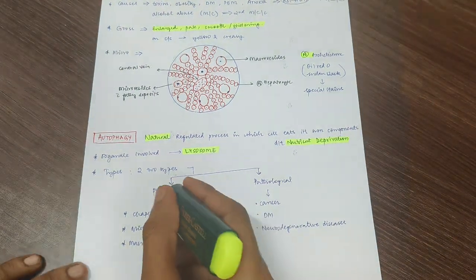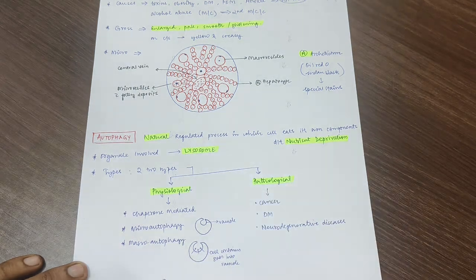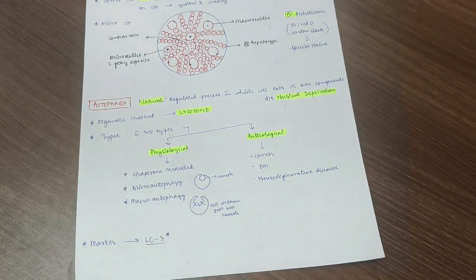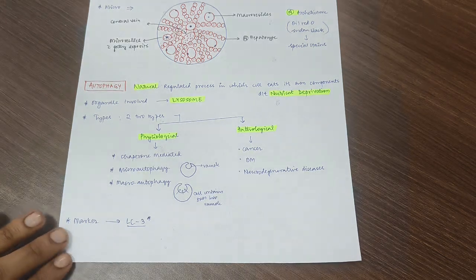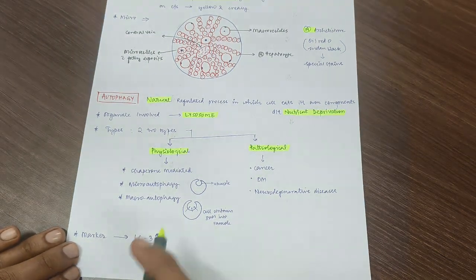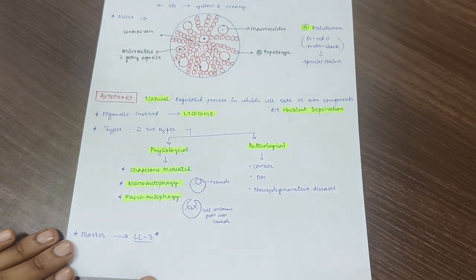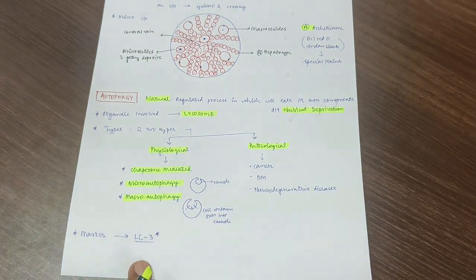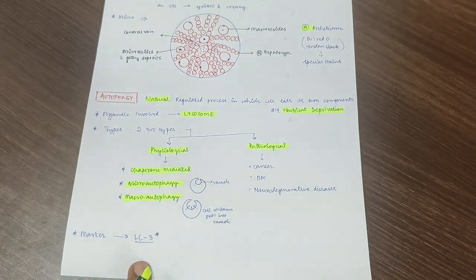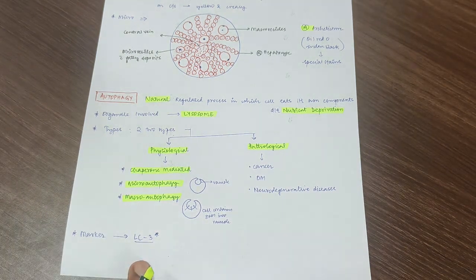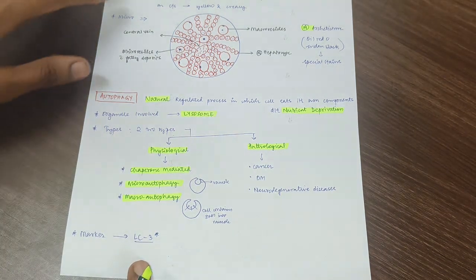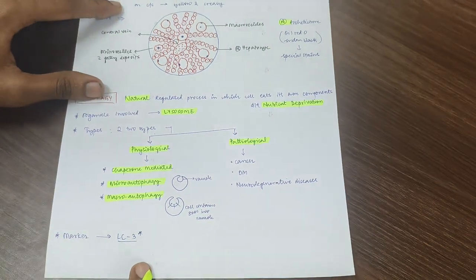What are the two types? Physiological and pathological. The types are physiological and pathological. Physiological they have mentioned there, pathological they have not mentioned. One is physiological: chaperone mediated, microautophagy and macroautophagy. In microautophagy only a vacuole is formed, whereas in macroautophagy the cell contents will start moving inside the vacuole, that is called macroautophagy, whereas pathological autophagy is seen in case of cancer.